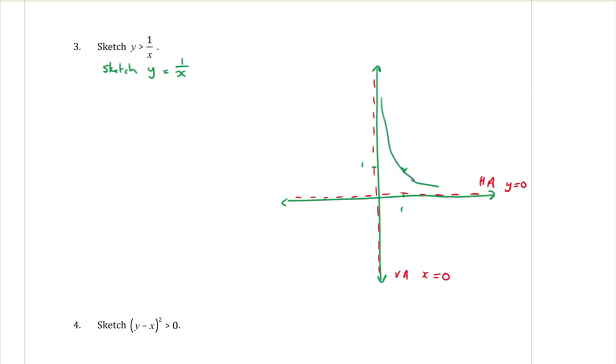To get that part of the hyperbola. Similarly, if I subbed in that x was equal to minus 1, 1 over minus 1 would be negative 1. So it would be down here.